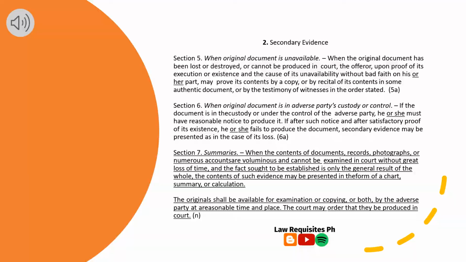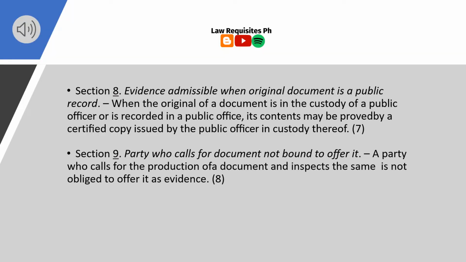Section 8. Evidence admissible when original document is a public record. When the original of a document is in the custody of a public officer or is recorded in a public office, its contents may be proved by a certified copy issued by the public officer in custody thereof.